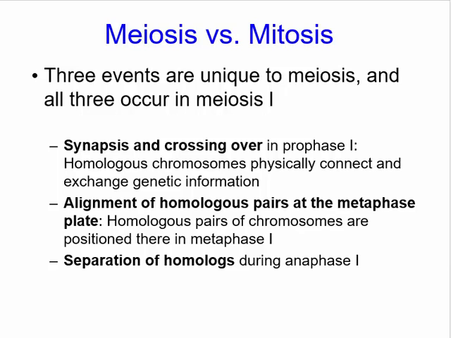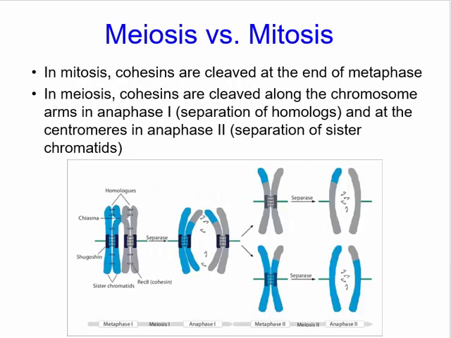Driving these points home because they're so important. Three events that are unique to meiosis that are super important. That's synapsis, the association of homologs, and crossing over, which allows for genetic information exchange. Alignment of those homologs in metaphase is random. It's going to be important, we'll see shortly. And then the homologs are separated in anaphase 1, not sister chromatids.